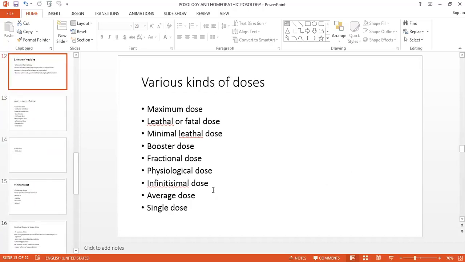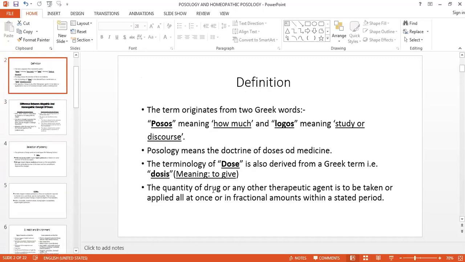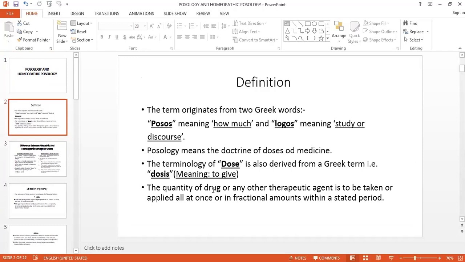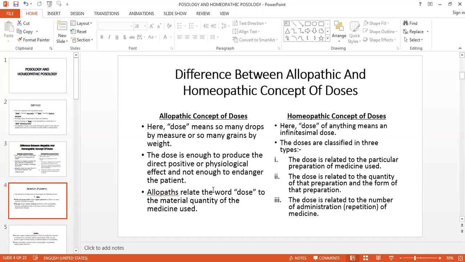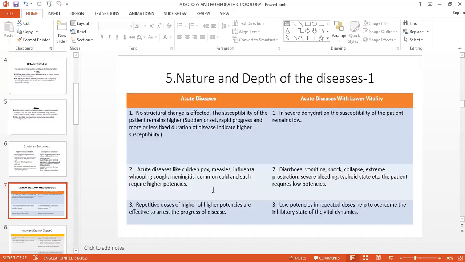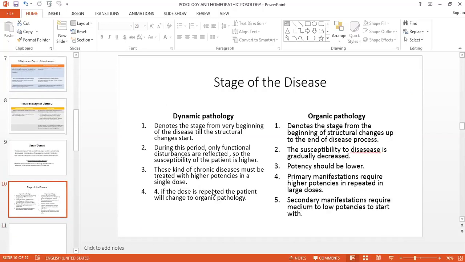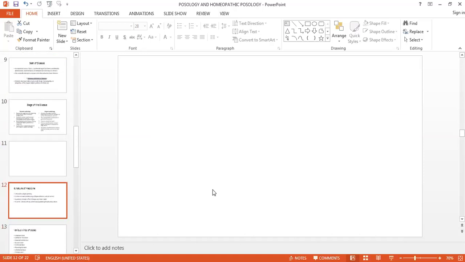So these are the important points regarding the posology and the homeopathic posology. So posology is nothing but the doctrine of the doses. By this study we will know how the potency should be selected and how the repetition should be. So these are the points. If you have any doubt in this posology, you can ask me anytime. Again, I am showing the PPTs so that it will be easy for you to learn. It is easy for you to read it.